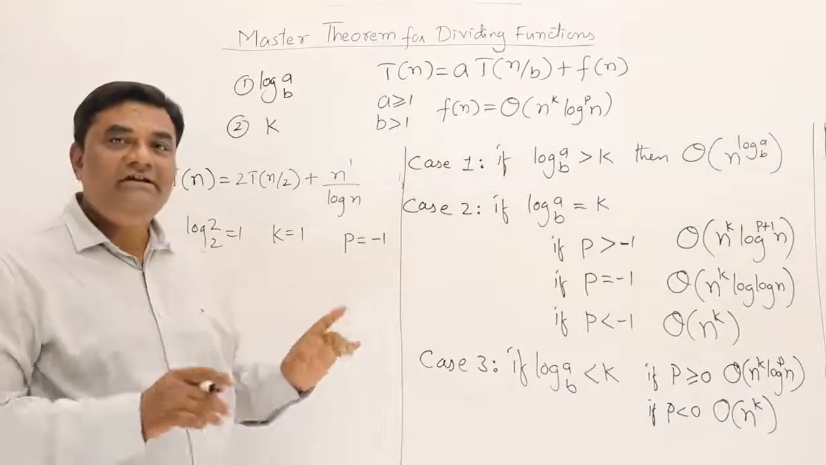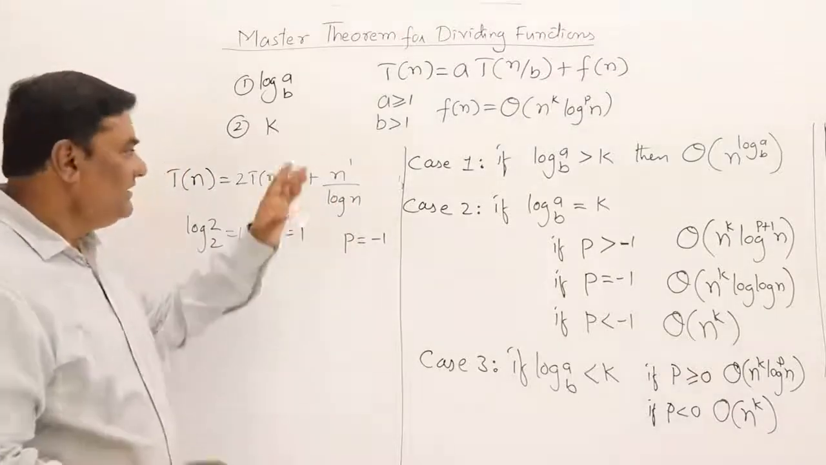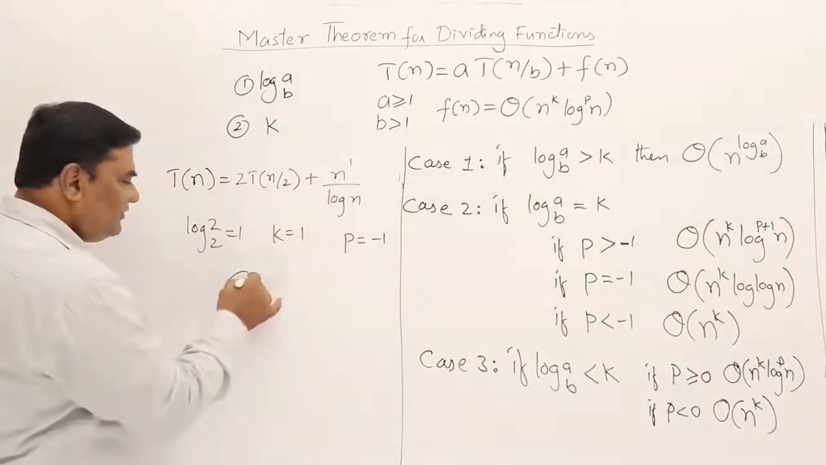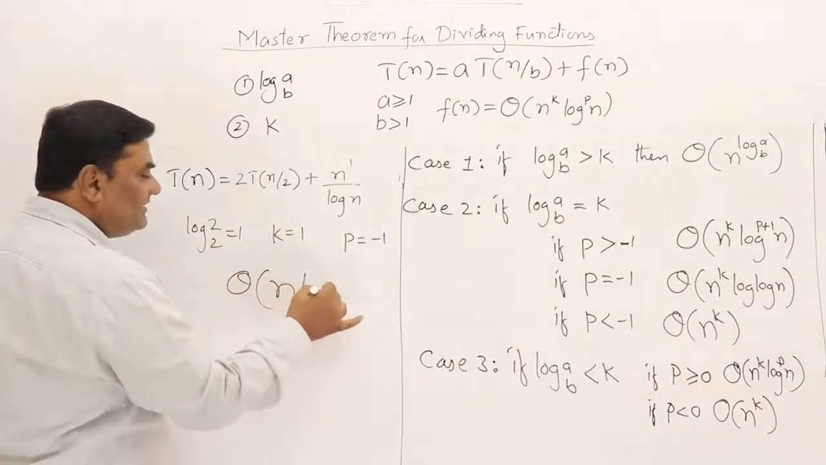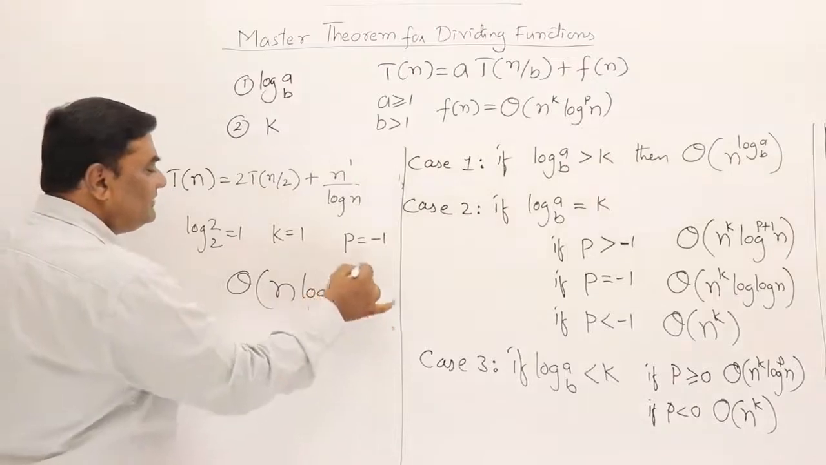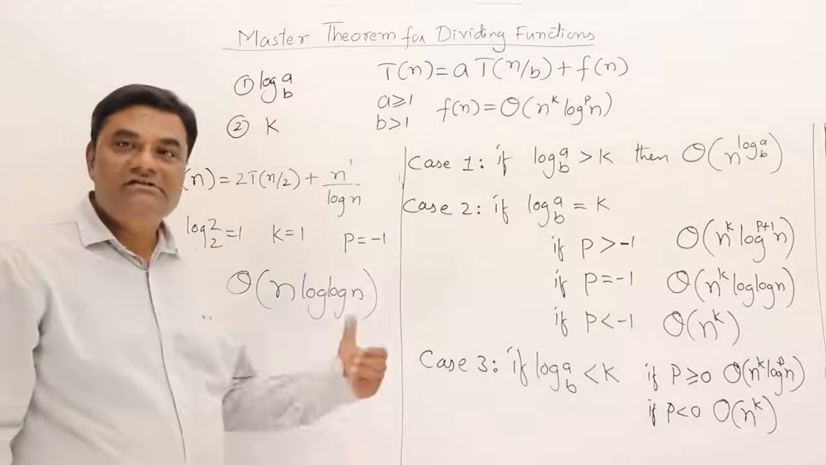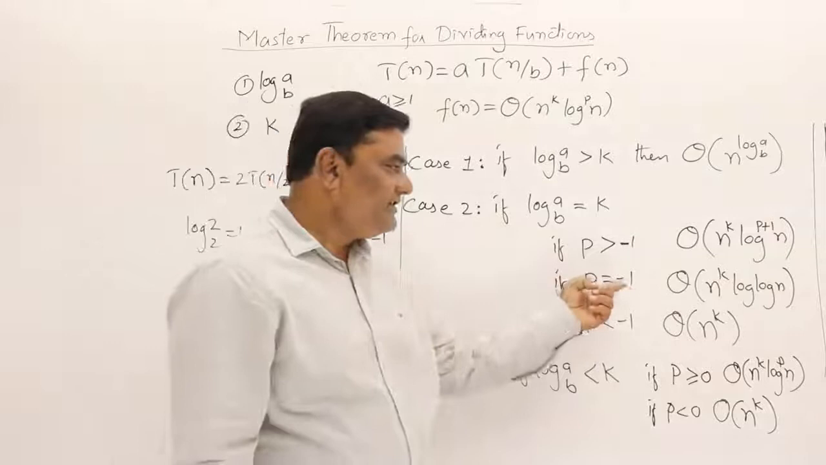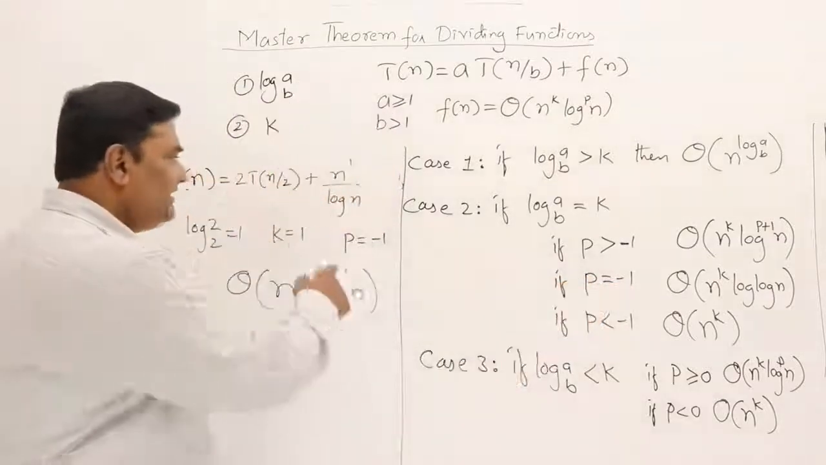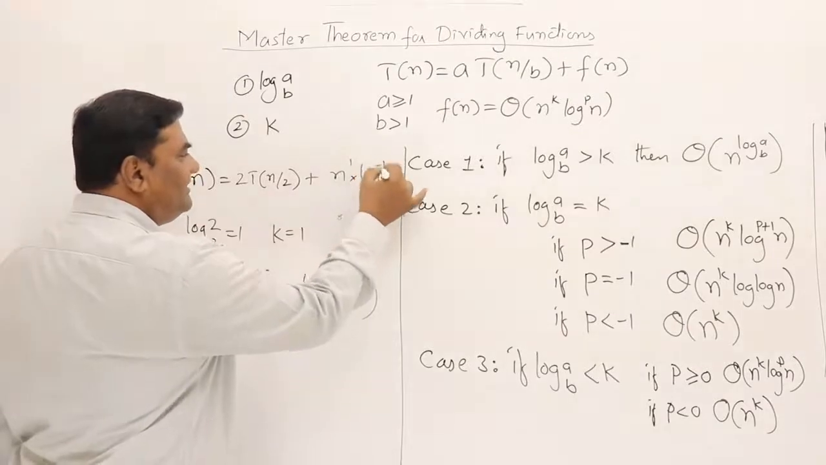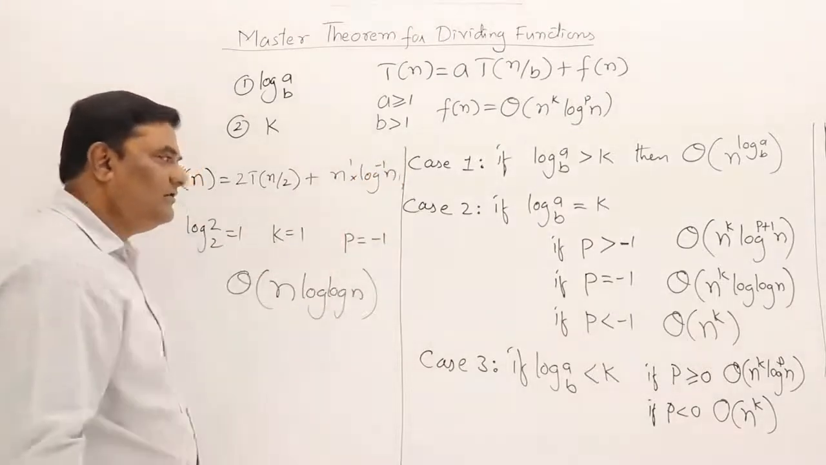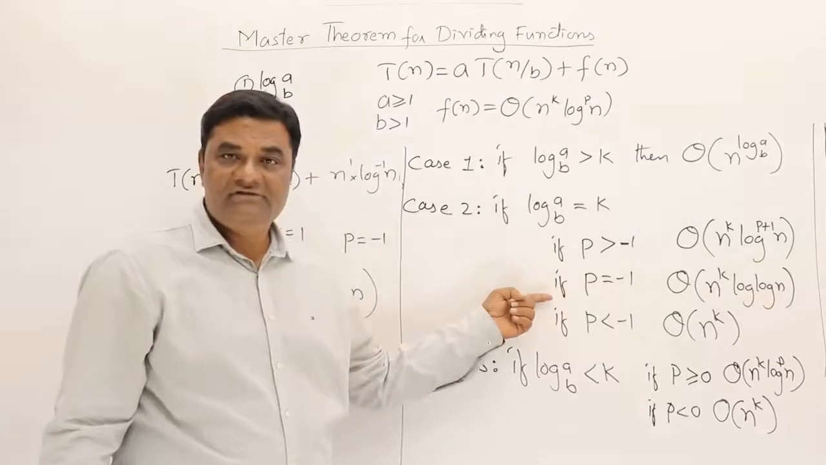No, don't do that. Here the method is a little different. So take it as theta of n as it is. Instead of log n, make it log of log n. This is the answer. This is what this method says if p is equal to minus 1. So p is minus 1, so I can write it as n into log minus 1 n.